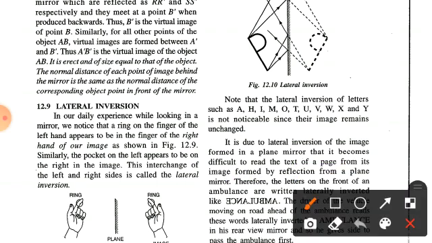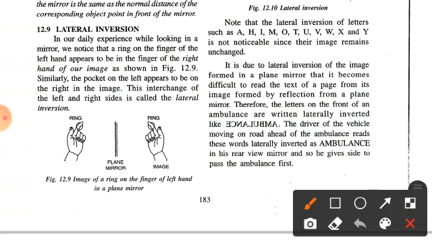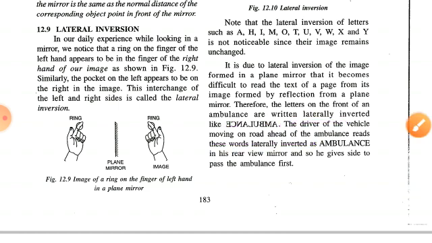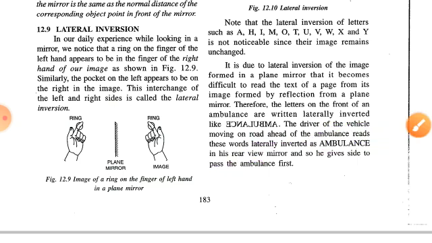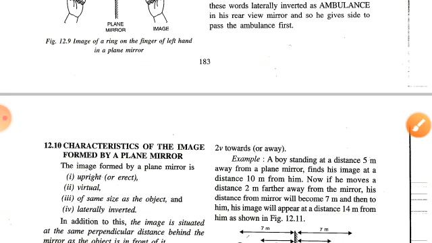Therefore, the letters on the front of an ambulance are written laterally inverted like this. Now the drivers of vehicles moving on the road ahead of the ambulance read these words laterally inverted as ambulance in their rear view mirror, and so they give way to let the ambulance pass first. Clear?